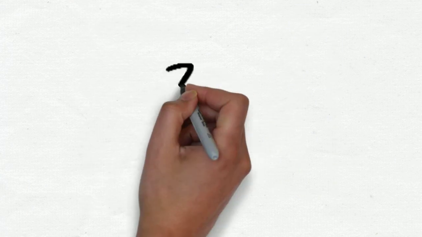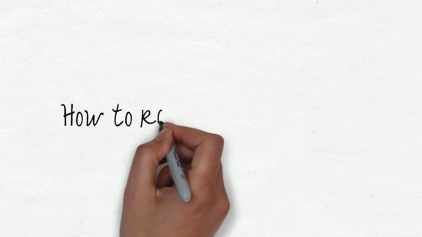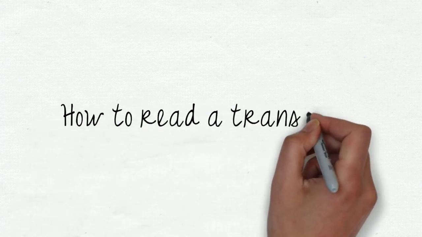This time, you should come up with a 3.7 GPA. This is much higher than the 3.3 we calculated earlier without the weighting for the honors classes. Now that you know how to calculate a GPA, let's shift gears and talk about how to read a transcript.